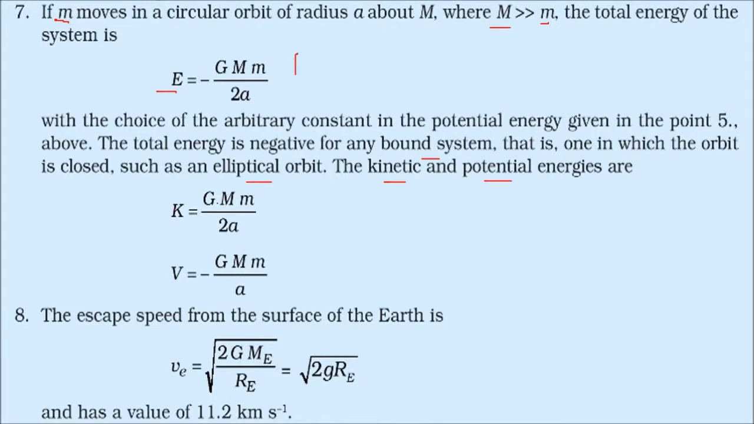The kinetic energy is given by G M m by 2a, and the potential energy is given by minus G M m by a. If you combine them, you get this energy only. The escape speed from the surface of the earth, v escape, is given by the square root of 2 G M of earth by R E, the radius of earth, which is equal to the square root of 2 g R E. This has a value of 11.2 km per second.